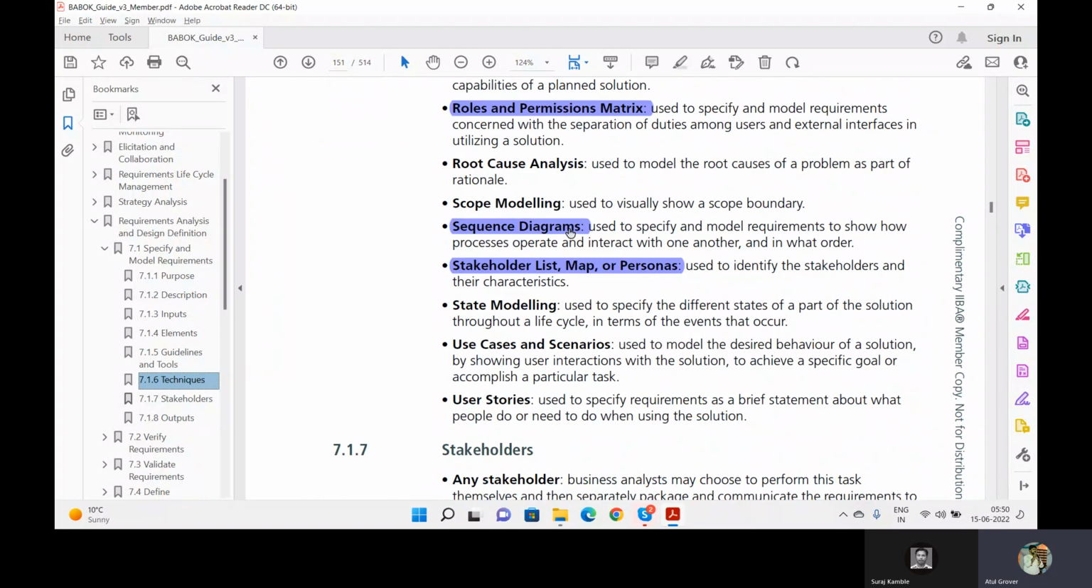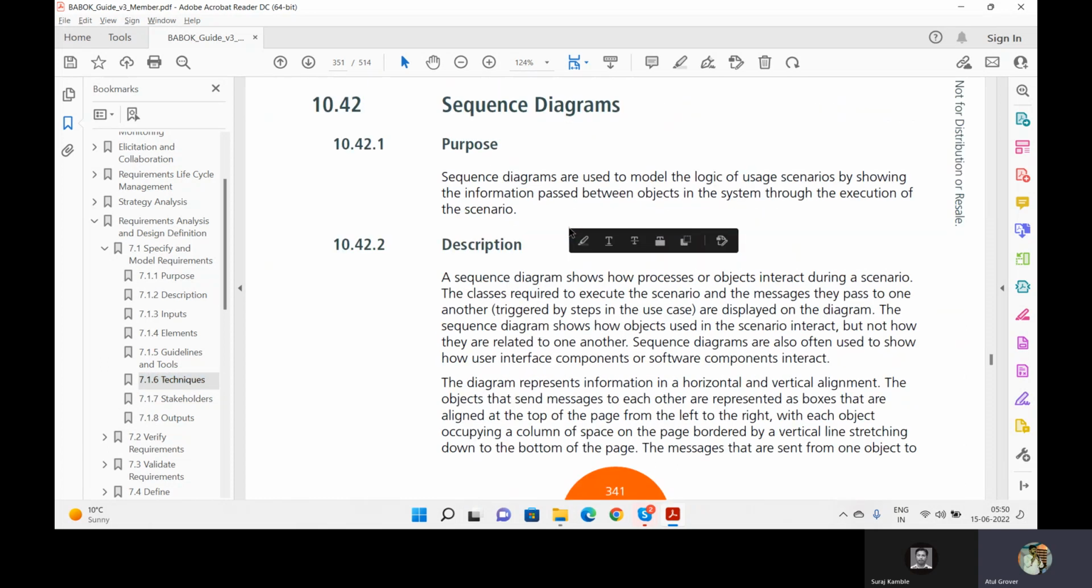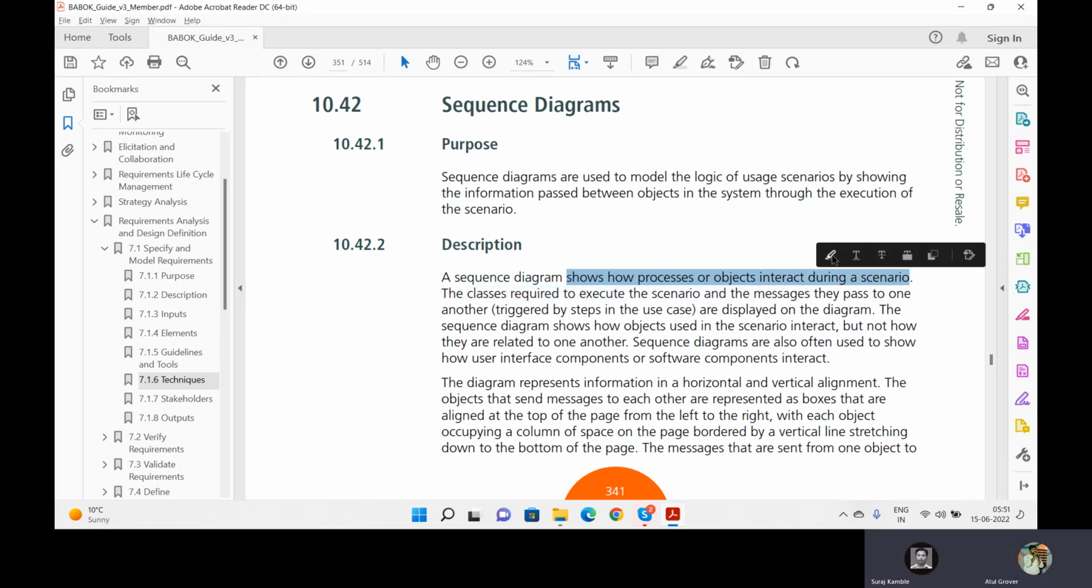The last two techniques are there. The first is called the sequence diagram. In simple words, sequence diagram means kind of a workflow which we prepared, the flow chart which we prepared. But now here what they're saying, the sequence diagram shows how the process or objects interact during the scenario. When I am booking an online order, how my user and system are going to interact, that I do in the sequence diagram.